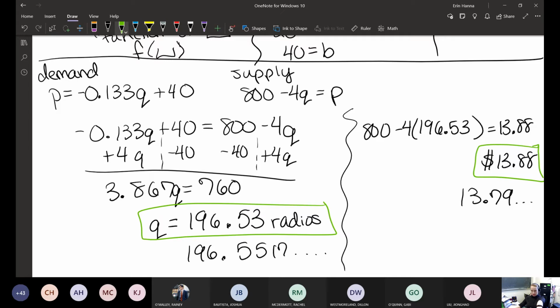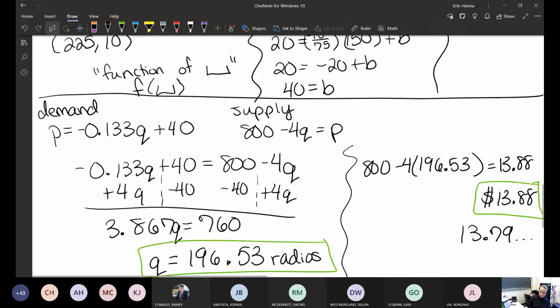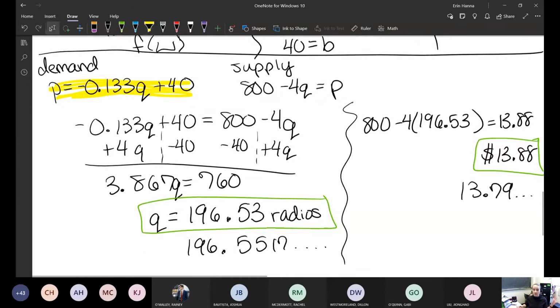Let me triple check. Yes, Gabby. So the equilibrium point would be 196.53, comma 13.88. So the demand function is the thing you wrote, Rihanna. And then the equilibrium price is the 13.88, yes. And the equilibrium quantity is the 196.53.